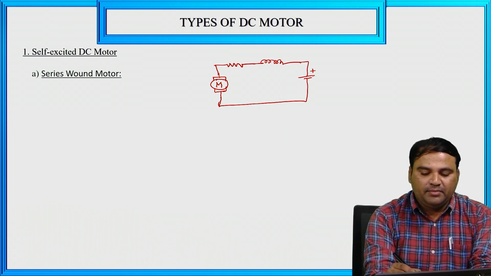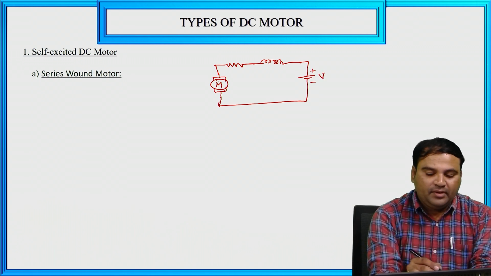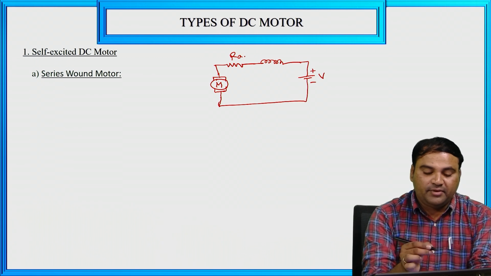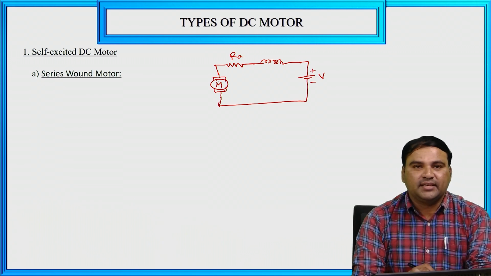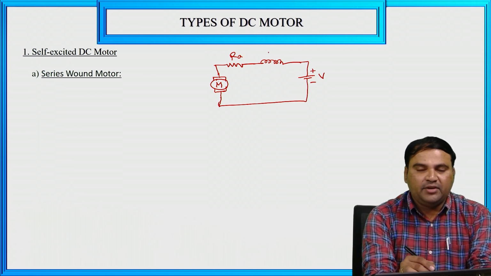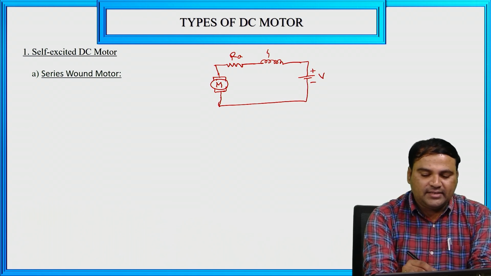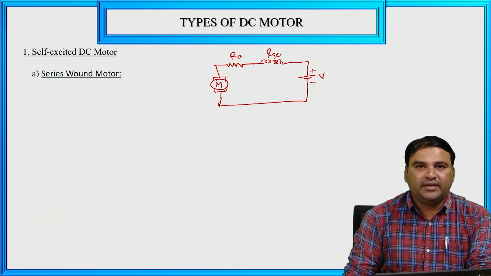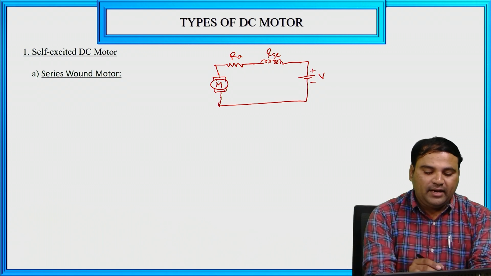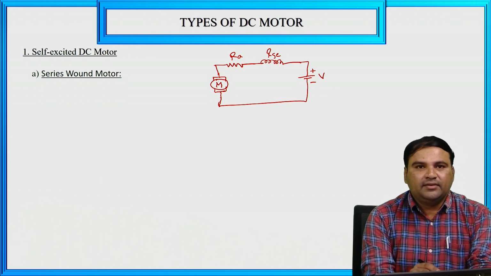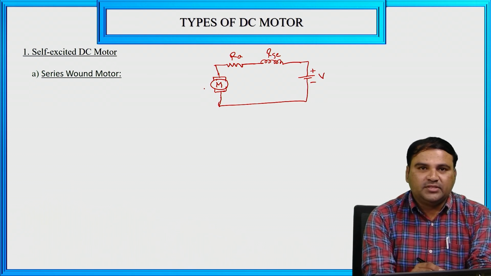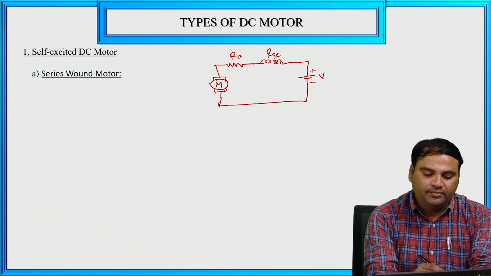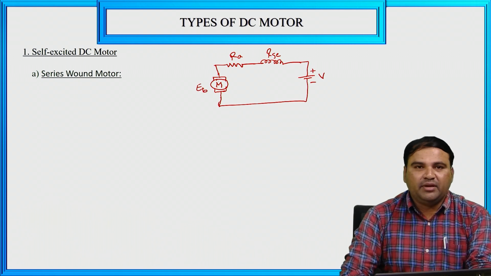Here the plus and minus supply voltage is V. For the armature, we are having the armature resistance, that is RA, and for the series field winding we are having the resistance RSC, the series field resistance. On the motor side, we are having the generated EMF, which I am taking as EB. EB is nothing but the back EMF.